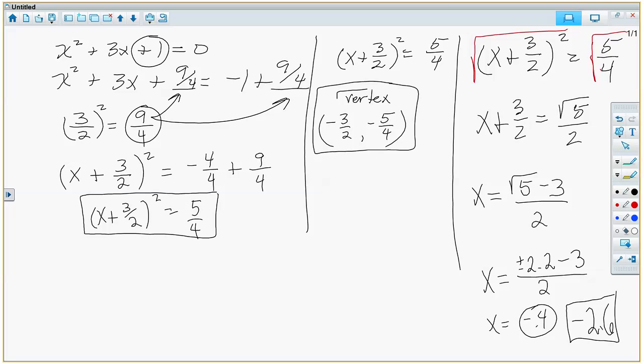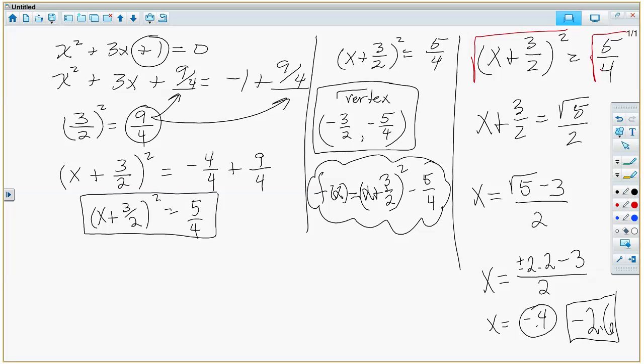Oh, also don't forget, you need to put this in. f of x is equal to x plus 3 halves quantity squared minus 5/4. And what's that called? Intercept form. You need to write that down, put it in this column, because sometimes they want you to write it like that. And we've got negative 0.4. We've got negative 2.6. We've got a y-intercept of 1.